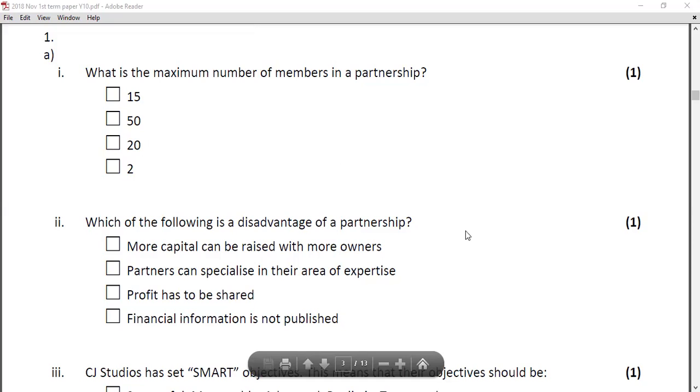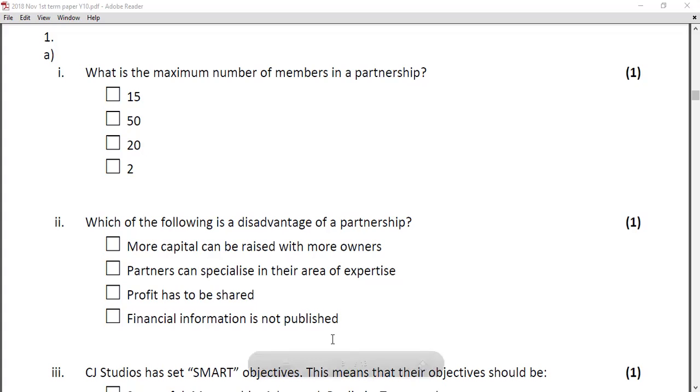Which of the following is a disadvantage of partnership? Number 1, more capital can be raised with more owners, right? This looks like an advantage. Number 2, partners can specialize in their area of expertise. That is an advantage. Number 3, profit has to be shared. And number 4, financial information is not published, which is also kind of an advantage.